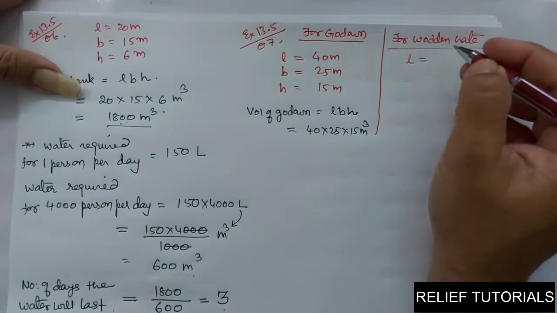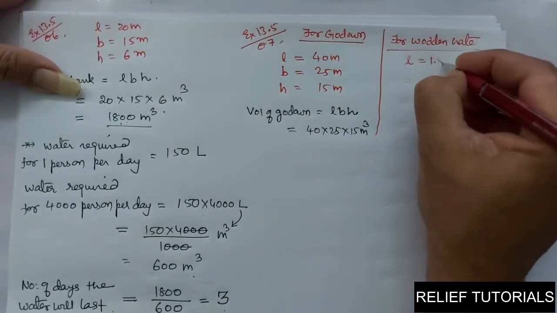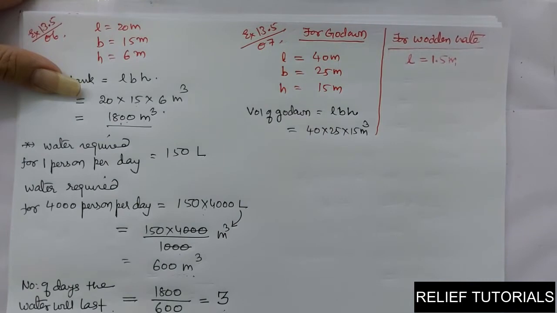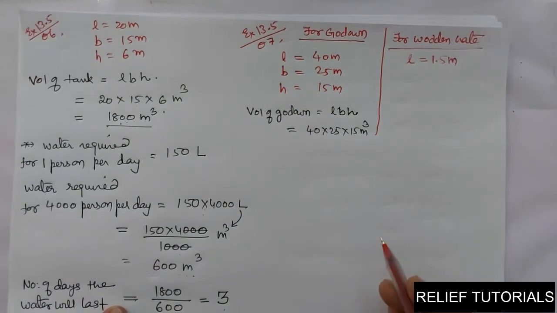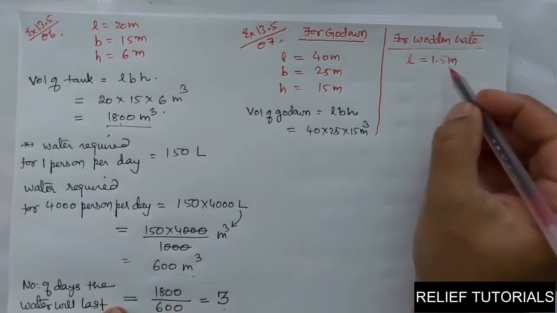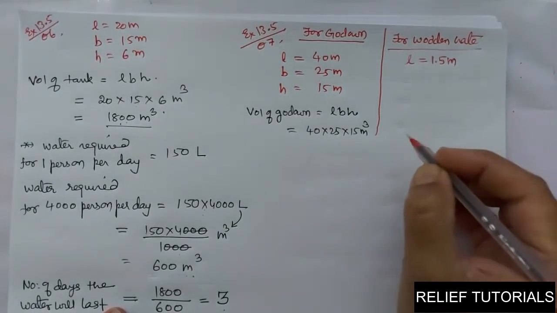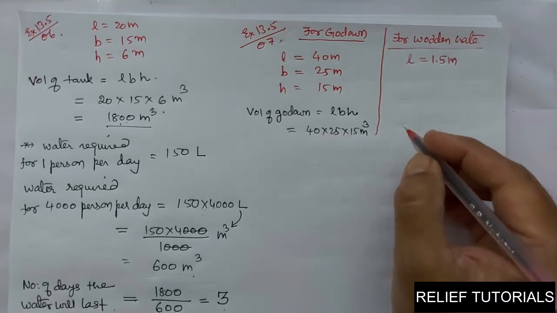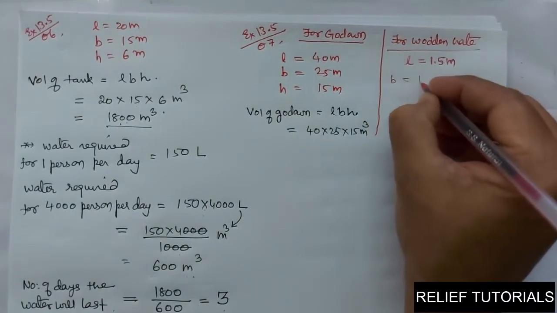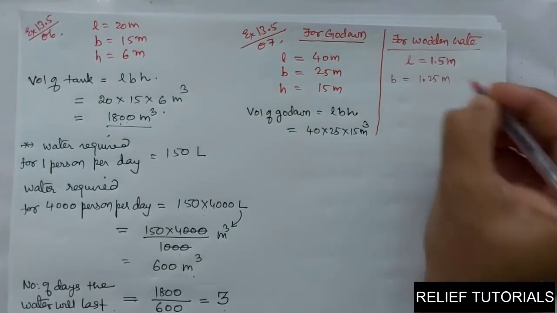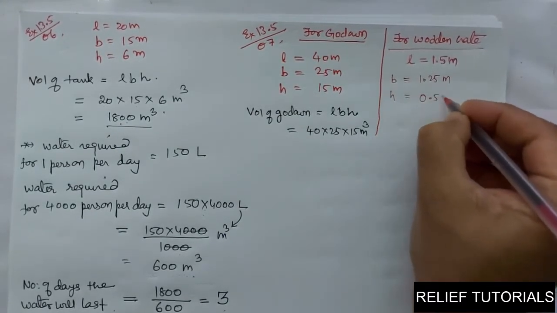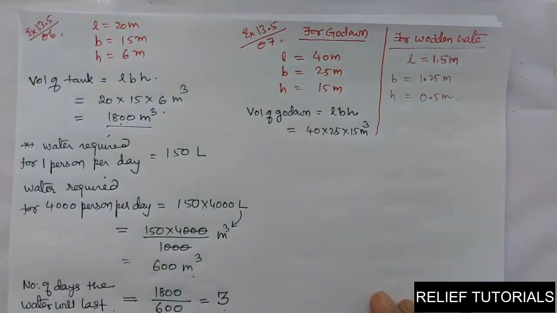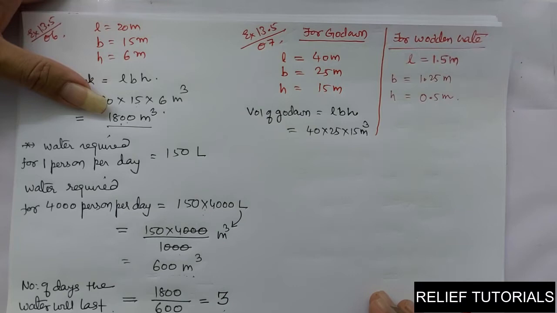Length is given 1.5 meter. So now for one wooden crate, length is 1.5 meter, breadth is equal to 1.25 meter, and height is equal to 0.5 meter. So this is given, and we can find the volume of the wooden crate.